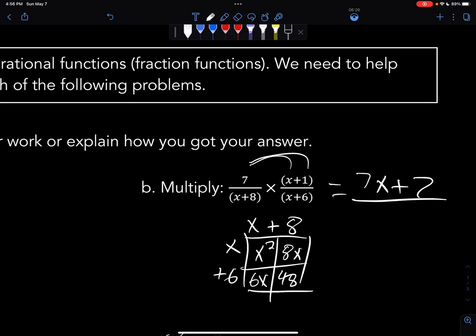So this fraction is over then, x squared. Then we're going to combine like terms right here with the 8x and the 6x to get 14x, and then the plus 48. Can't reduce anything there, so we're just multiplying those two fractions together.